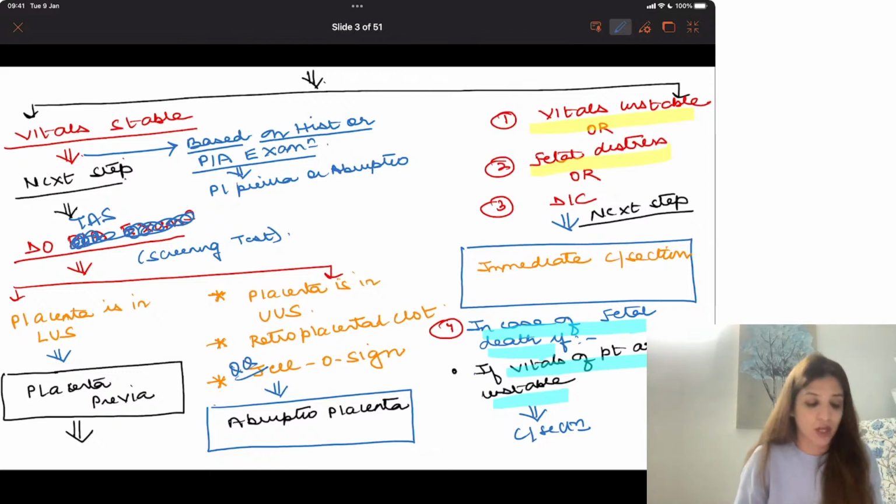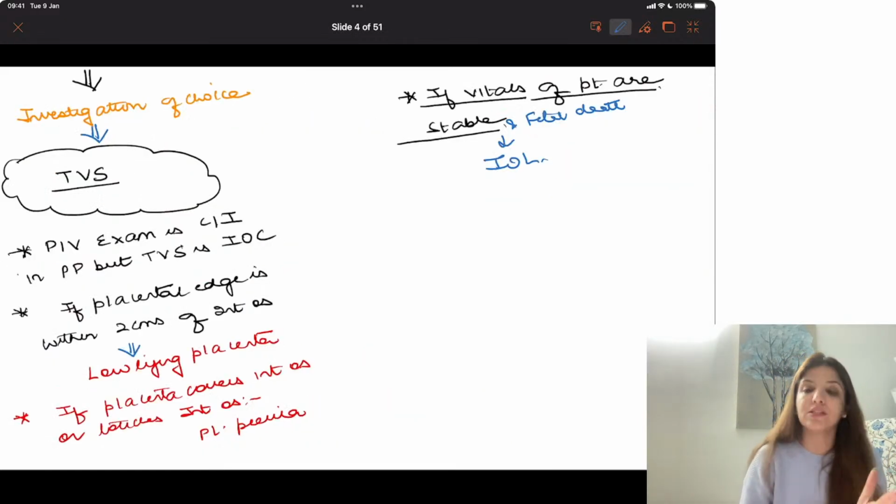That's very, very important. So if any of these 3 things is given, it means you are dealing with abruptio placenta. If it is a case of abruptio placenta, then I don't need to do a TVS, right? Please remember, abruptio placenta is a clinical diagnosis, right? And in case of abruptio placenta, per vaginal examination is not contraindicated. You can do a per vaginal examination after ruling out placenta previa.